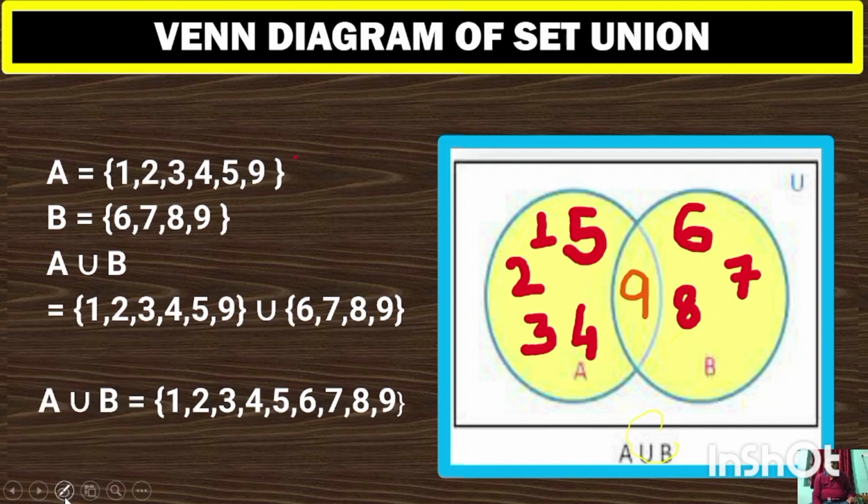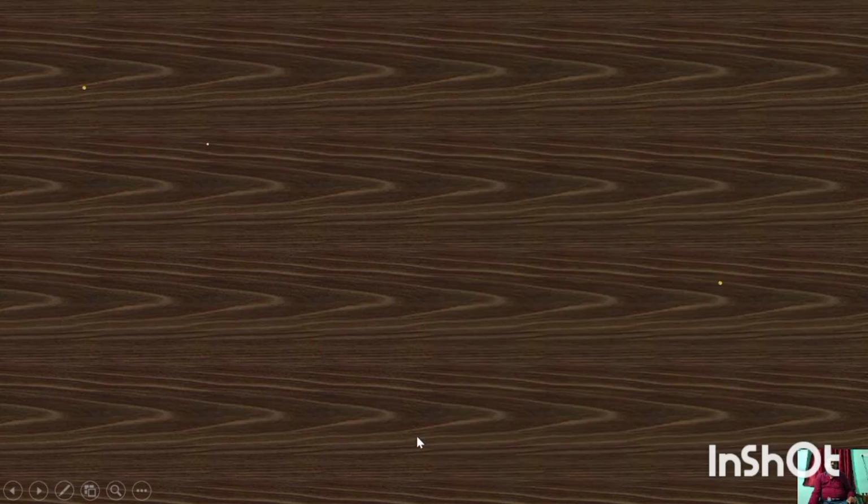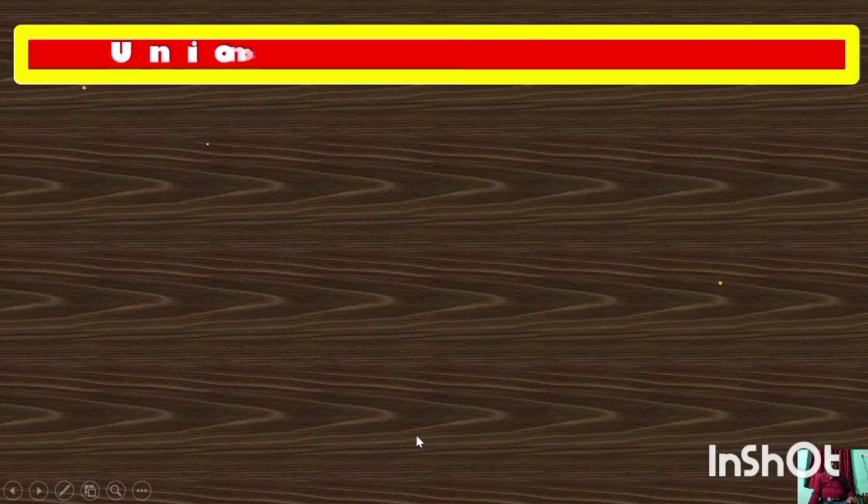Here this element is present in both. 9 is the element of both the sets. That's why it is written in the intersection portion, the common portion, right? So this is the Venn diagram of A union B by taking all the elements 1, 2, 3, 4, 5, 6, 7, 8, 9. This is the Venn diagram for you of the set union.